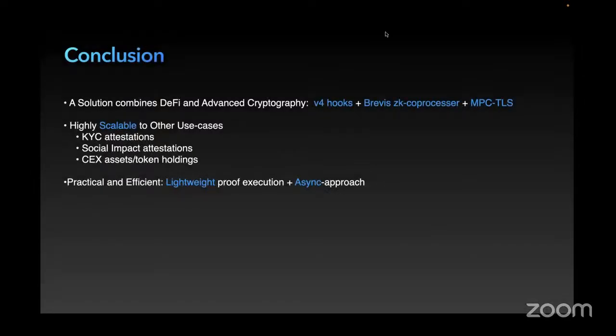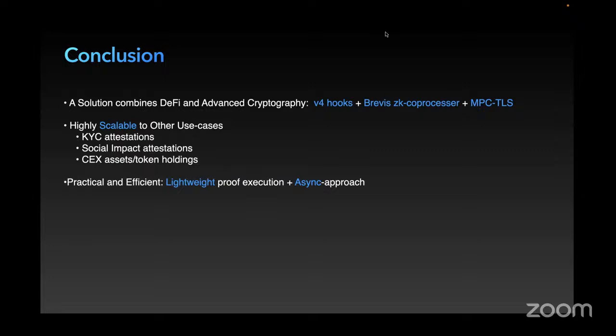Yeah, basically we provide a combined approach, combining DeFi with advanced cryptography. We're using the V4 hooks with the previous zk coprocessor approach and with the MPC-TLS attestation approach. They make sure this on-chain and off-chain data can both be useful for this kind of financial use case. And the interesting thing is our approach can be highly scalable, not only to trading, but you can think about, like, we can provide a KYC approach.